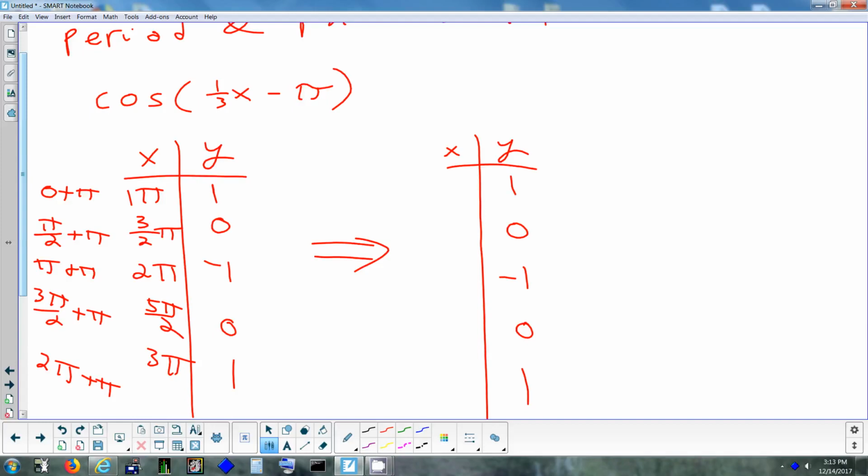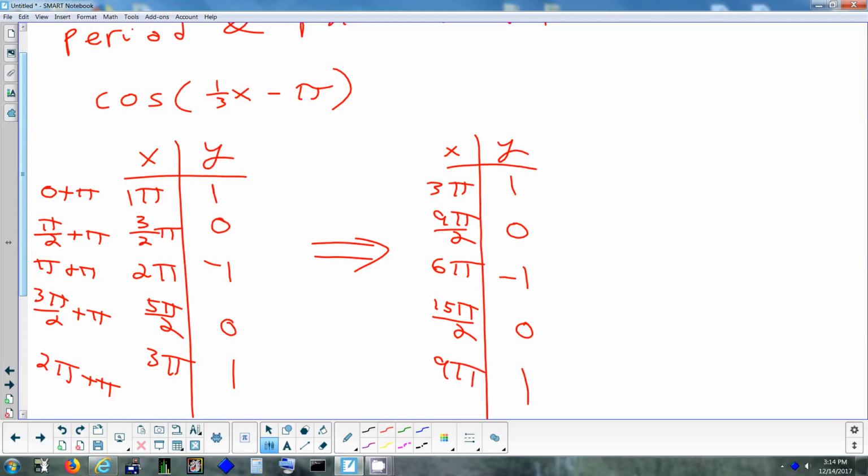Times it by 1/3. No, times it by 3. Divide it by 1/3, or times it by 3. I think it's easier to just think of it as times it by 3. So what's pi times 3? 3 pi. Now the next one, if you multiply that by 3, you get 9 pi over 2. 2 pi times 3? 6 pi. 5 pi over 2 times 3? 15 pi over 2. The last one is 9 pi.